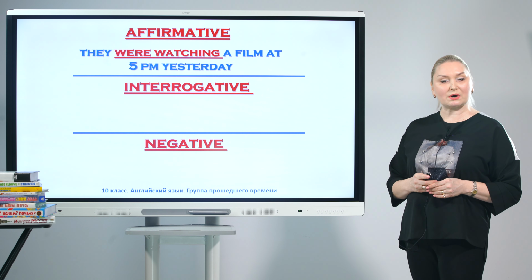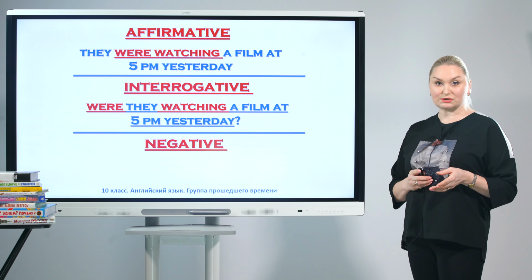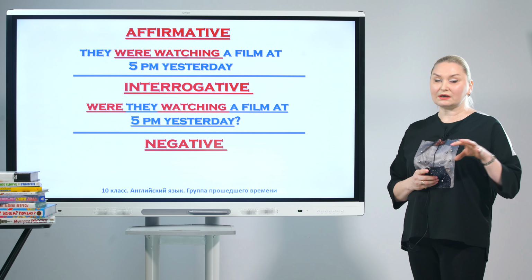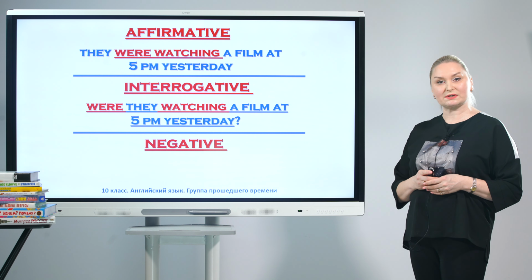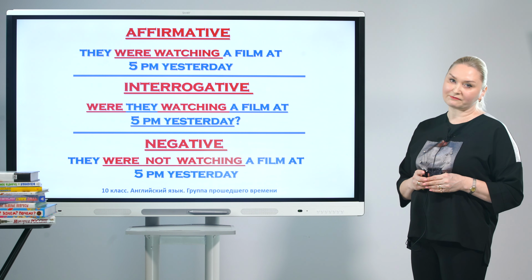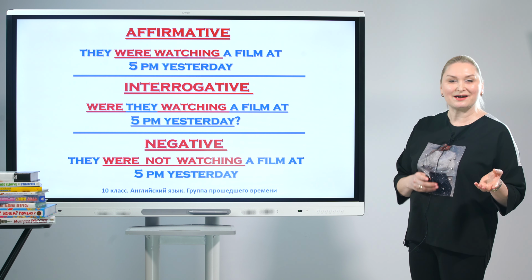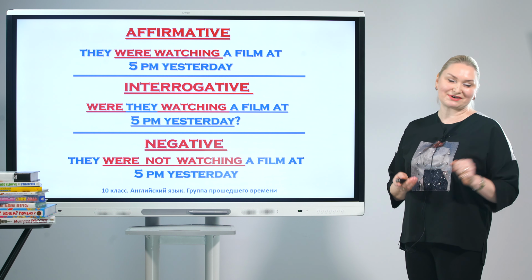So, interrogative one. Were they watching the film at 5 p.m. yesterday? As you see, the verb to be is put at the first position of this sentence. And negative one. They were not watching the film at 5 p.m. yesterday. And a short video, once again, on how to use the past progressive tense.